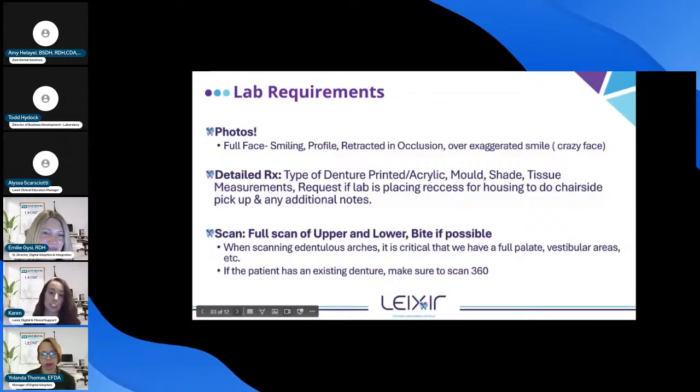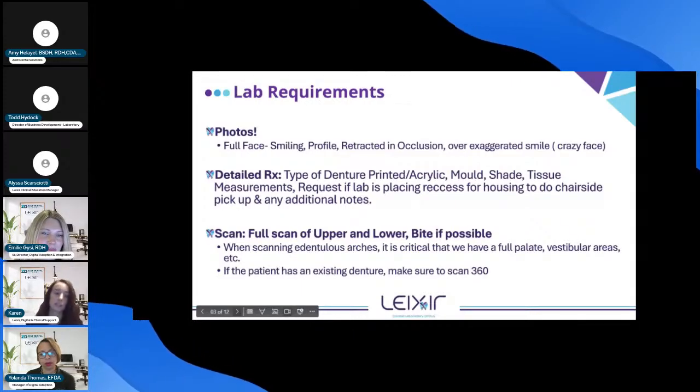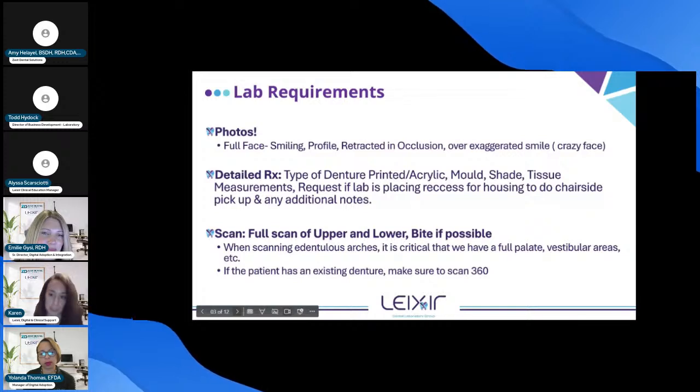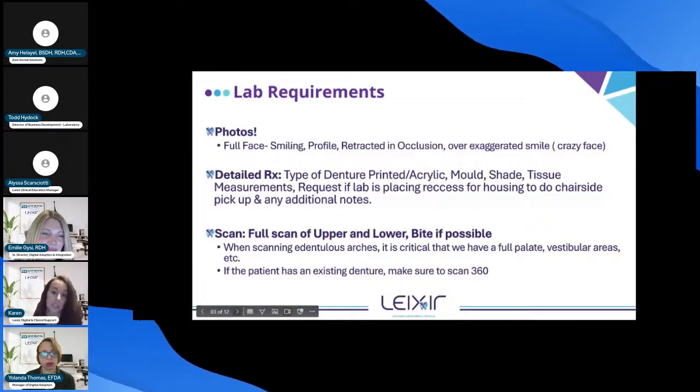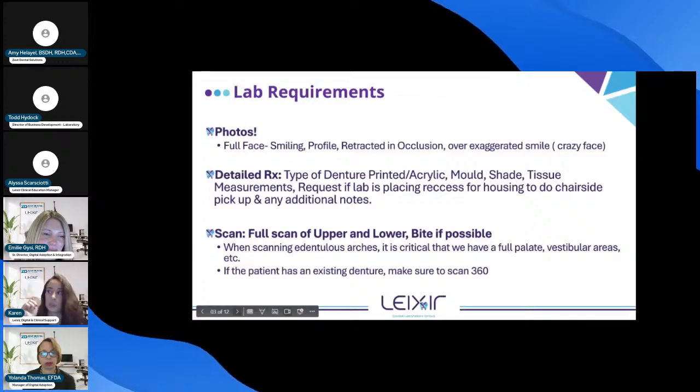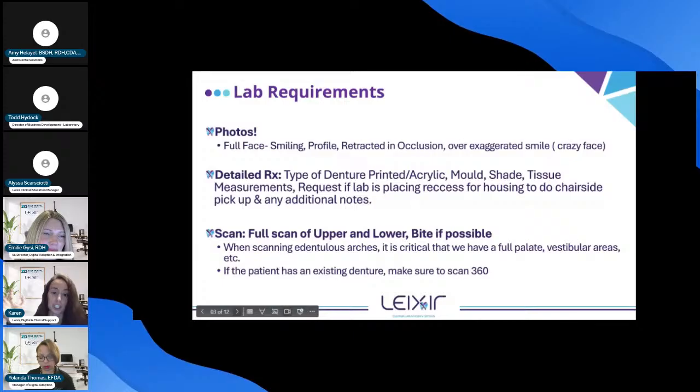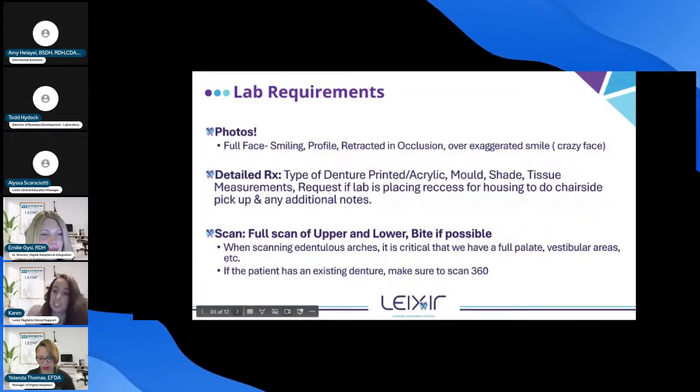The type of denture, whether it's going to be a printed one or an acrylic, the mold, the shade, and then tissue measurements. We spoke about it in the last session, the importance of actually measuring the tissue correctly when you're doing the locators. You're going to do the four sides, mesial, distal, lingual, and buccal, and we go with the biggest number. If you're not sure which one to give us, more information is better.